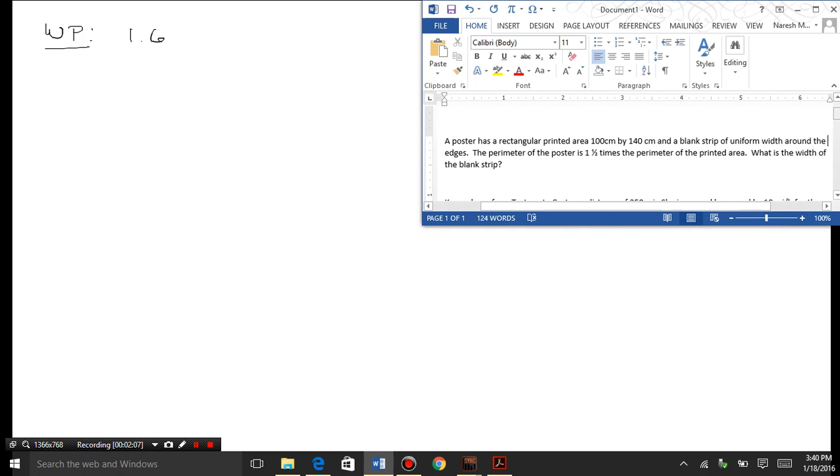It says, a poster has a rectangular printed area that is 100 centimeters by 140 centimeters, and a blank strip of uniform width around the edge. The perimeter of the poster is 1.5 times the perimeter of the printed area. What is the width of the blank strip?